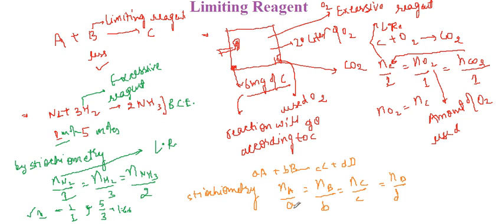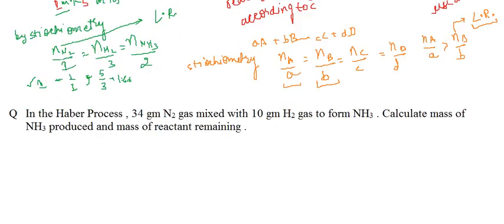Now let's say we are given some amount of A and some moles of B. They should be equal actually, but when they are not equal, one value should be higher and one value should be lower. Let's say Na by A is greater than Nb by B. So here B will be the limiting reagent, and the calculation will be made using it. So let's jump to an example.